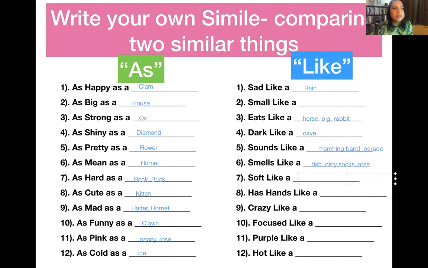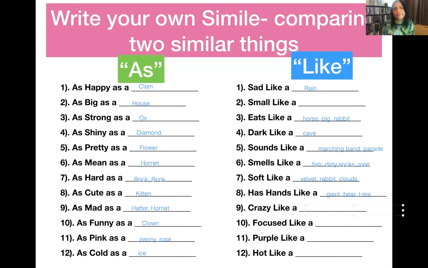All right, it could be soft like velvet. It could be soft like a rabbit. Could be soft like clouds. This bed is soft like clouds. He has hands like a giant. He has hands like a bear. He has hands like, maybe they're little hands, a T-Rex. T-Rex, little hands.